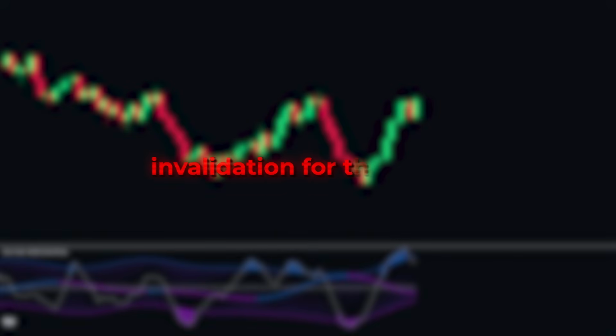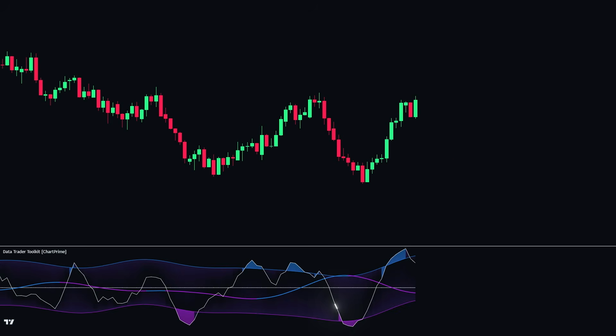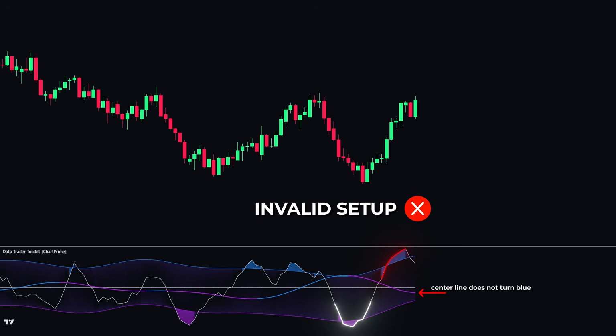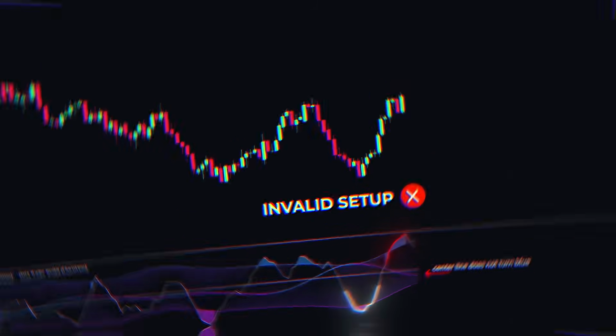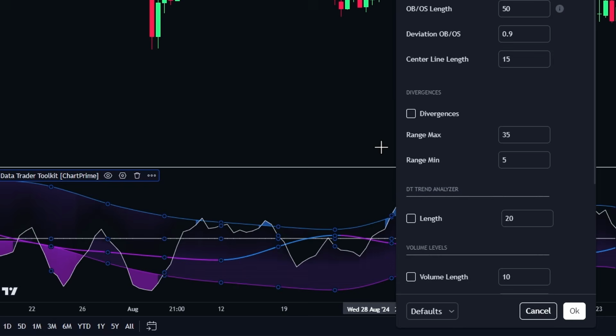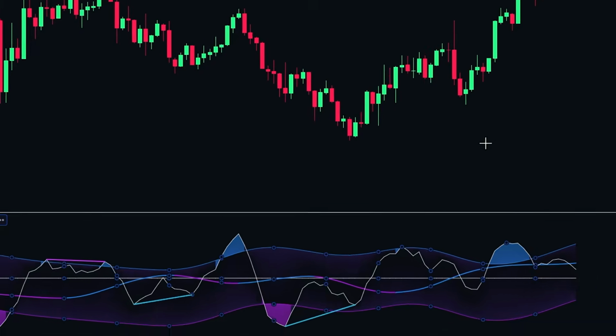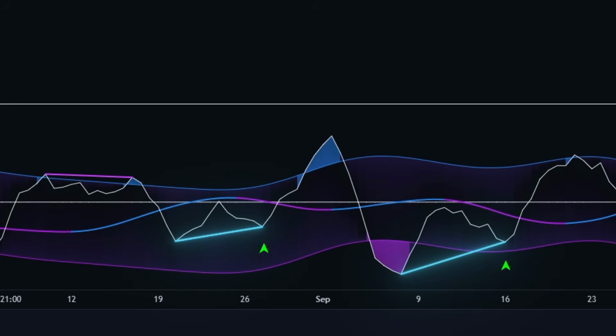Now, I'm going to show you an example of what an invalidation for this setup looks like. Let's say the indicator crosses below the lower bands and then crosses back inside, so you're preparing to buy. However, if the center line hasn't turned blue yet and the oscillator has already crossed the upper bands, then that's an invalidation. This means you should avoid entering any position. Pretty simple. There's also a divergence feature you can activate from the settings, like this. A blue line signals bullish divergence, which means you can enter long, and a purple line signals bearish divergence, which means you can enter short.